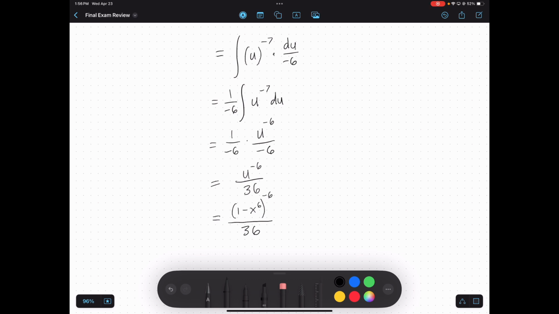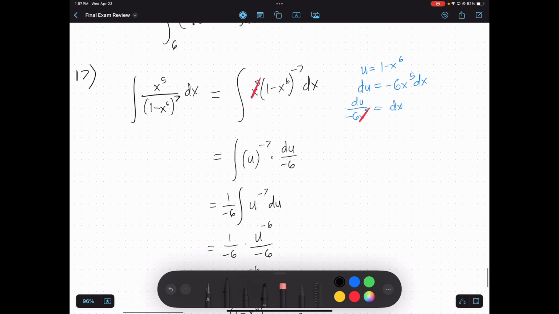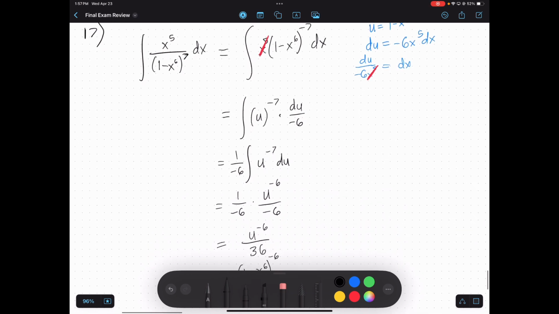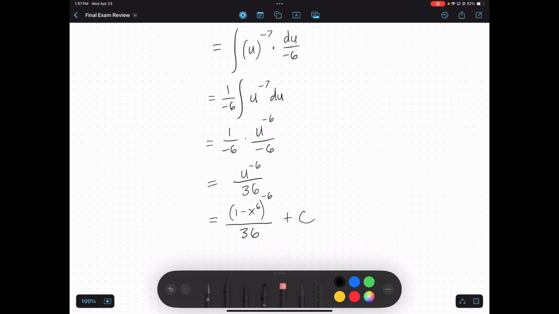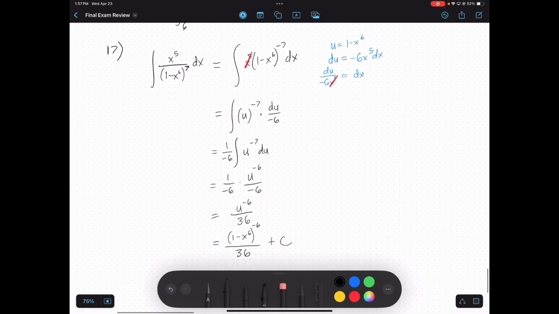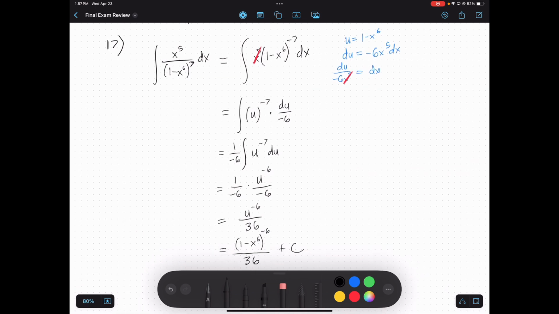I'm not done. What did I forget? Plus C. Another indefinite integral. Remember, you will get the problem wrong on your test if you do all of this wonderful work and it's all wonderful and great, but you forget to put that plus C. I will probably go adjust your grade, but still, you will miss points if you don't have that plus C on there. So make sure to include that if you're working with an indefinite integral like this.